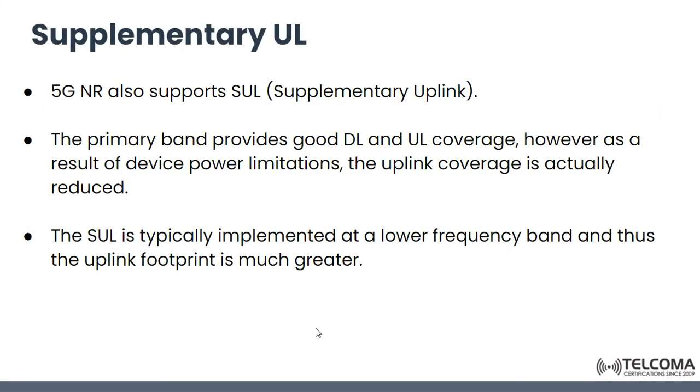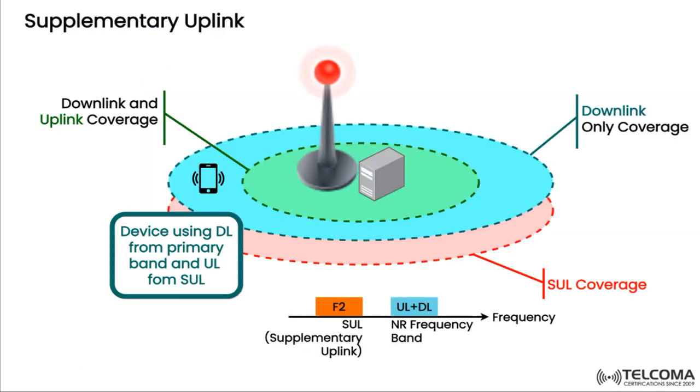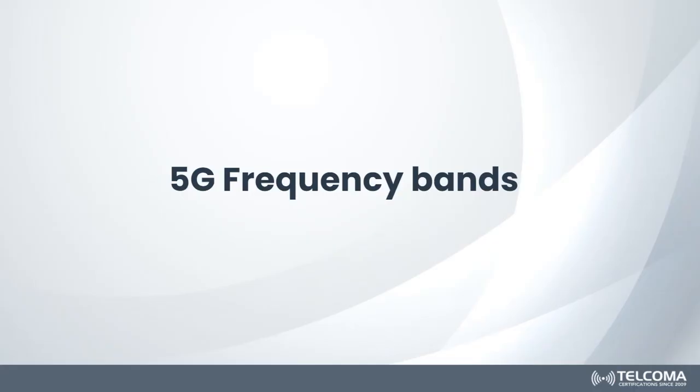Supplementary uplink. New radio also supports the supplementary uplink, which is known as SUL. Here the primary band provides good downlink and uplink coverage. However, as a result of power limitations, uplink coverage is actually reduced because the power of the device is less as compared to the base station. This is typically implemented at a lower frequency band, and thus the uplink footprint is much greater. This is the supplementary uplink. Thank you.